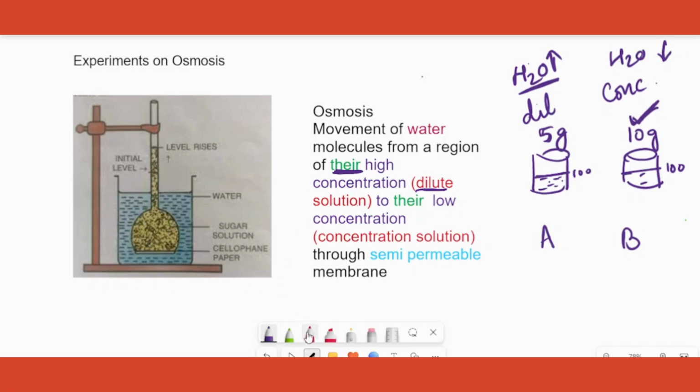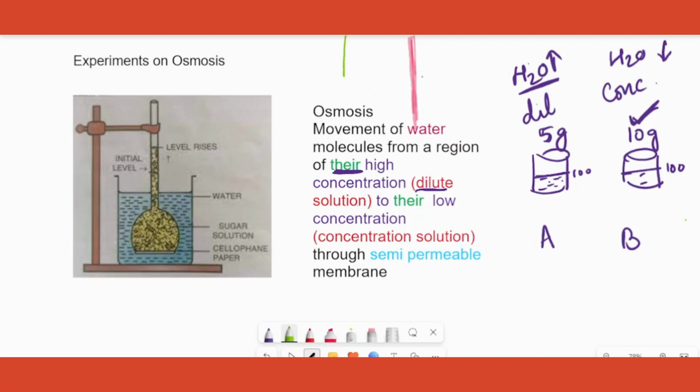Now, let's understand what osmosis is in a simple way. Let's say I have a semi-permeable membrane. Semi-permeable means its permeability, or the ability for things to pass through it, is only partial. So this is a membrane which allows only certain things to pass through. It allows water to pass through. Such membranes are called semi-permeable membranes.